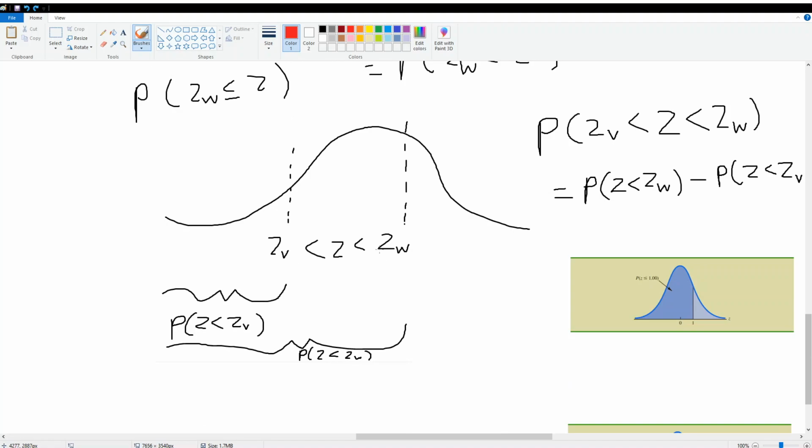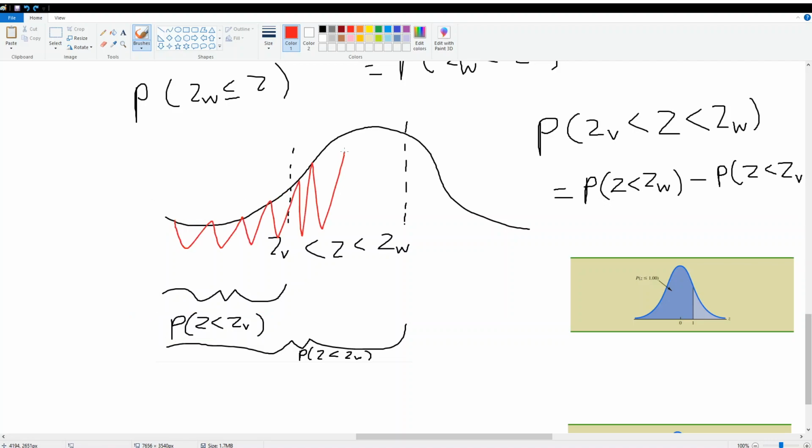So now we have this normal distribution. What if I asked you, what are the chances of being in between these two values? You might say, I don't even know what are the chances of being below one of them. How am I supposed to figure out what's in between both? Well, think of it this way. This whole thing right here are the chances of being below ZV. So we're going to denote this as P of Z is less than ZV. Okay?